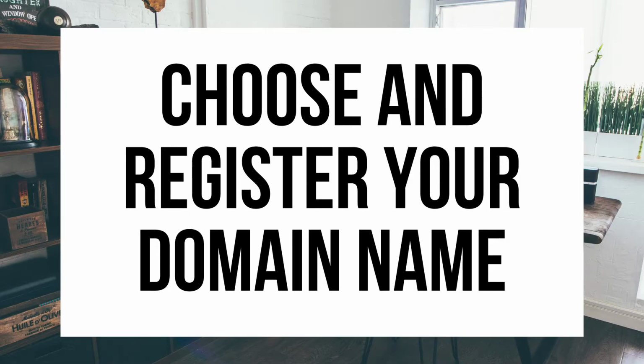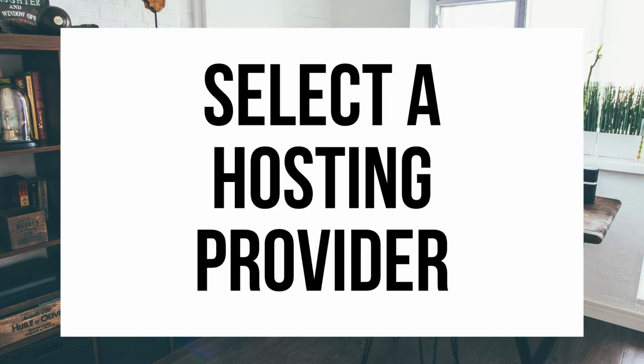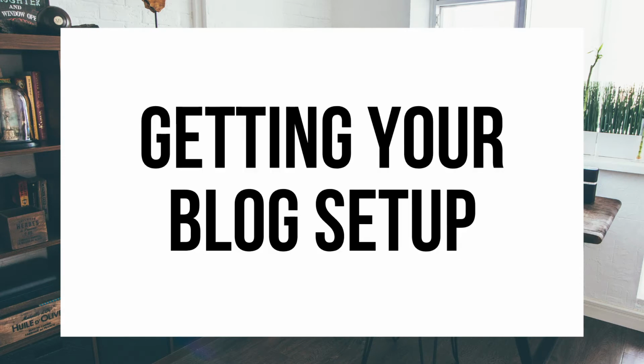The first step I'm going to cover is how to choose and register your own domain name for free. To have a blog, you have to have a domain name. Step 2, I'll be going over how to choose a hosting provider. To have a blog, you have to have hosting. Step 3 is getting your blog set up for free with the most popular blogging software today. The blogging platform is WordPress. If you want your blog to rank, reach success, etc., WordPress is the way to go.